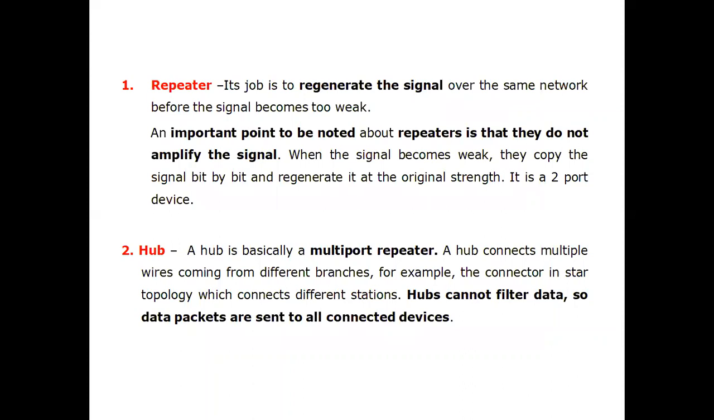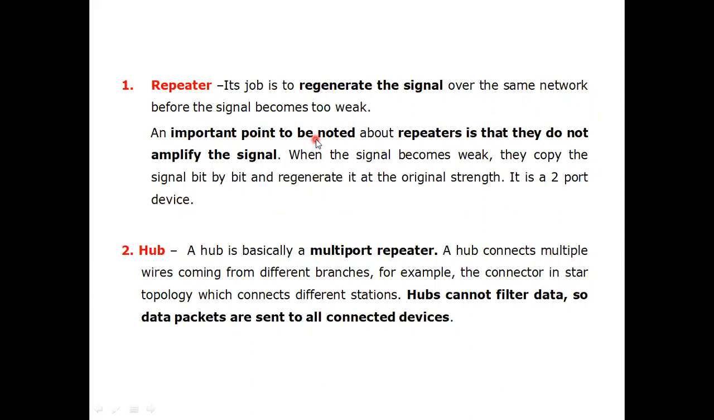Let us start one by one. The very first is the repeater. So what do you mean by a repeater? A repeater is basically used to regenerate the signal over the same network before the signal becomes too weak. Whenever we send data or a signal from one device to another over a long distance, it becomes very weak when it reaches the destination. So to regenerate the signal, we always use a repeater.